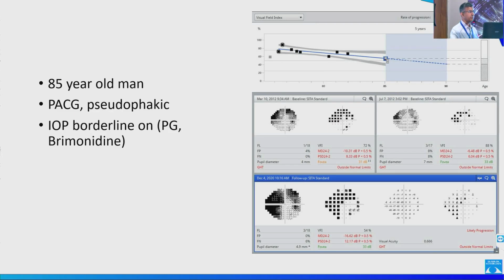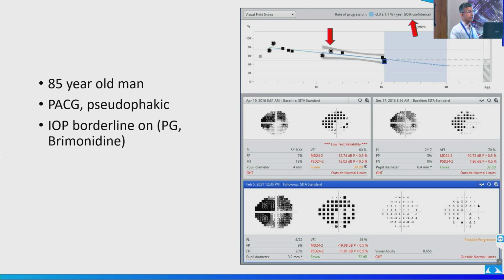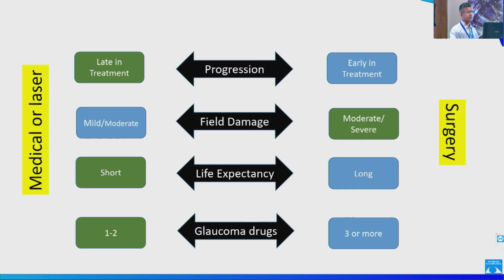The 85-year-old man, PACG, pseudophakic, IOP is borderline on prostaglandin and brimonidine, showing significant change between 2012 and 2020, over 8 years. So once you re-look at the baseline, you find that this change has actually been consistent with time. It's about 3% and 3.2%. So it's not that he's been progressing at this rate for a long time. Whatever we have done hasn't really altered that very much.